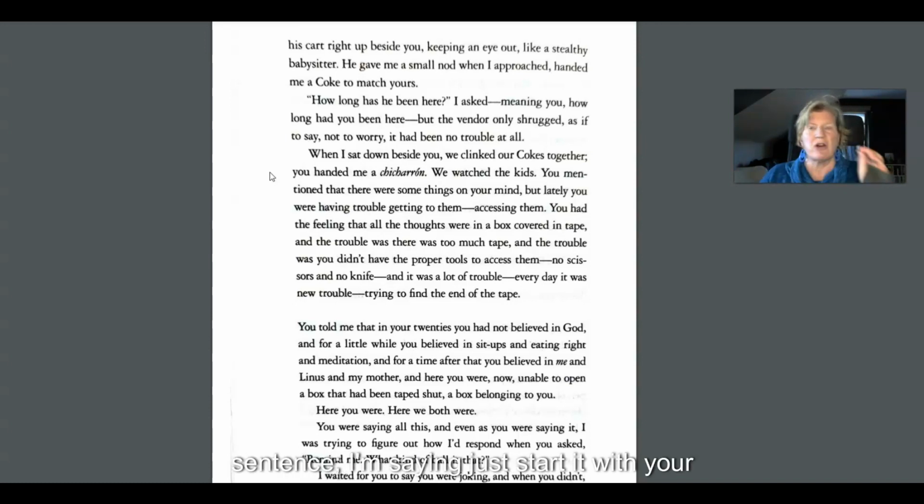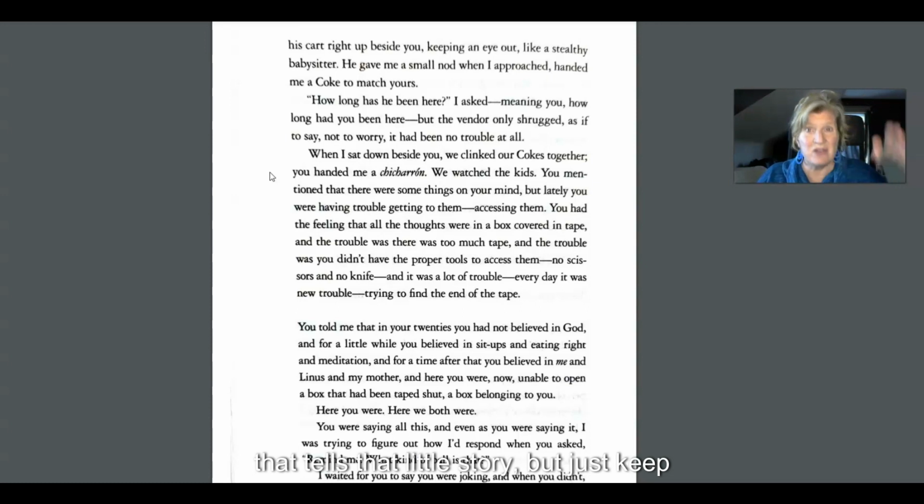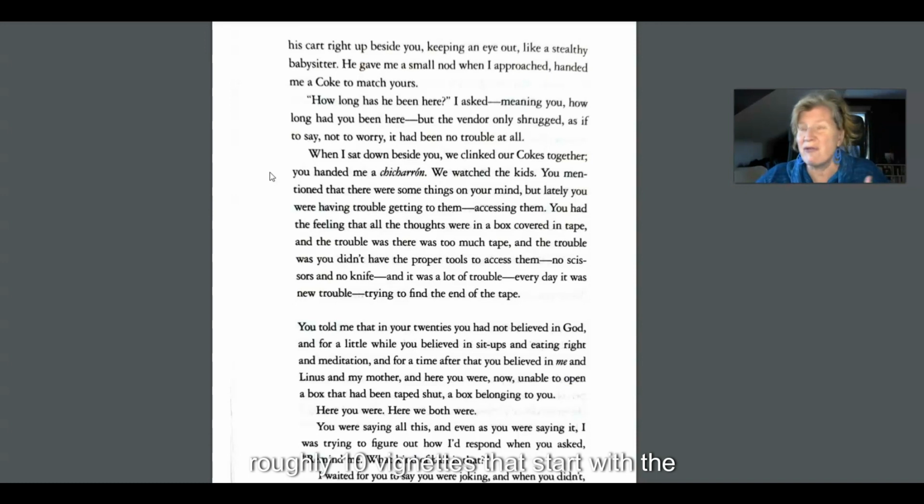I'm saying just start it with your repeated word or phrase. And then it could be a paragraph or two that tells that little story. But just keep in mind you're going to be shooting for roughly 10 vignettes that start with the word or phrase you have chosen. So how much you want to develop those is up to you and what you feel like you have to say.